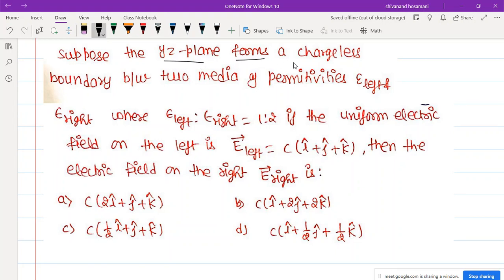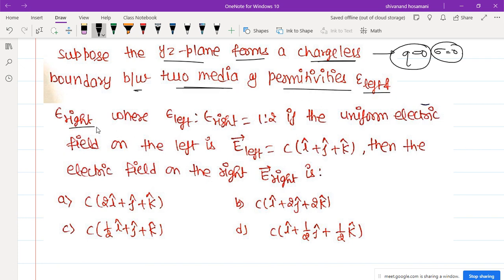Suppose the yz plane forms a chargeless boundary. Chargeless means q is equal to 0, or sigma is equal to 0. It is a chargeless boundary between two media of permittivities epsilon left and epsilon right. It is mentioned that epsilon right and epsilon left are in a 1:2 ratio. If the uniform electric field on the left side is this much, then what is the electric field on the right side? That is what is asked.